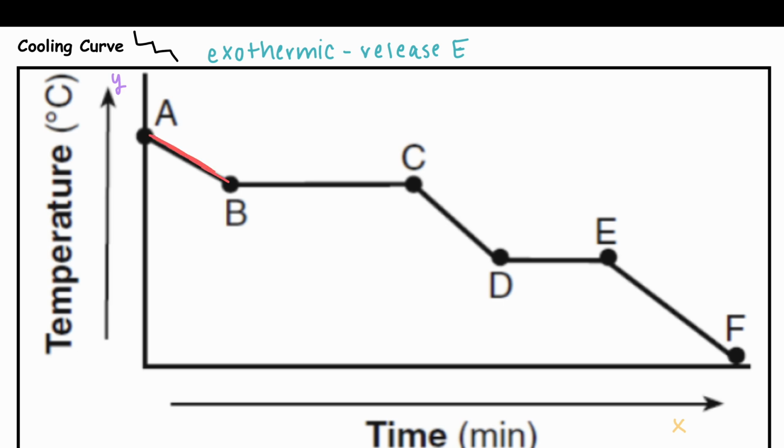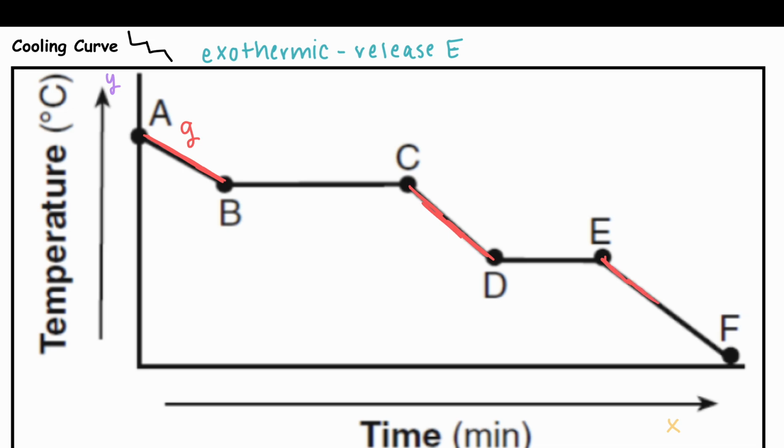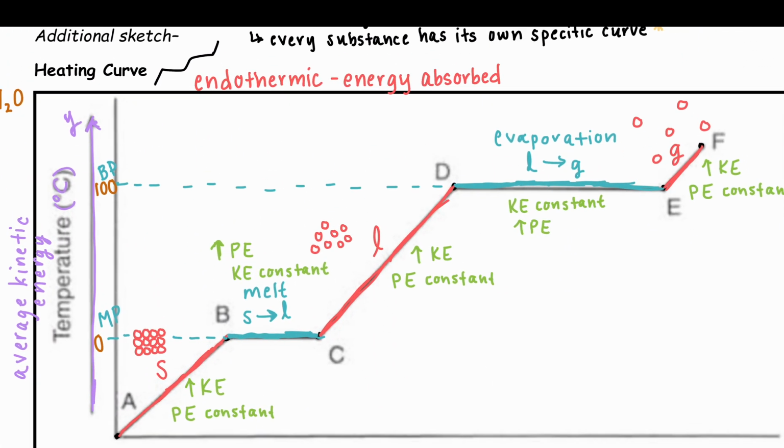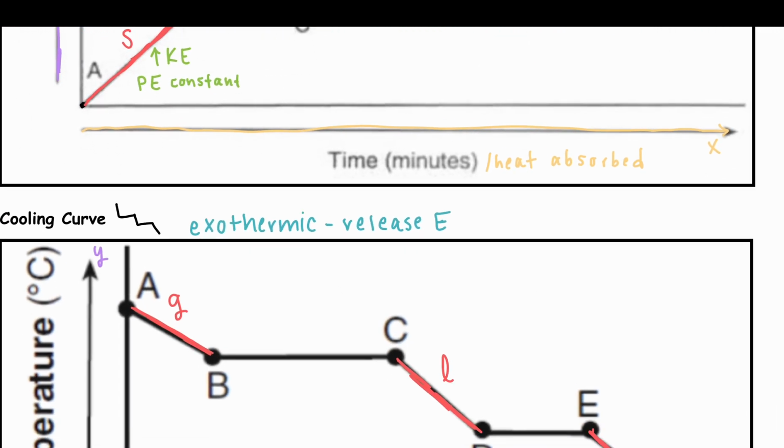So this first segment, AB, is going to represent a gas now. The greater the average kinetic energy, the further away those particles are going to be, or rather, how fast or how much motion those particles are going to have. So now we're going to go from a gas to a liquid, ending with a solid, almost like the reverse of your heating curve.